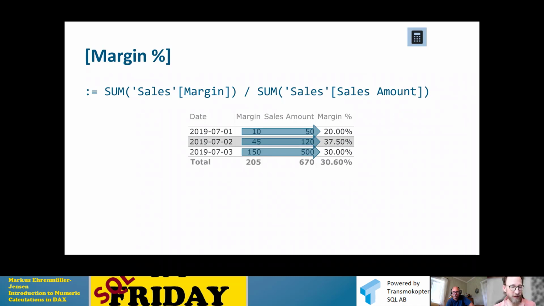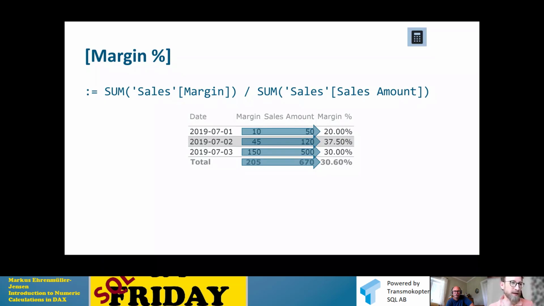That's the number we just calculated in the calculator, 30.5 something, 59 or something like that. So this is the right number because there's no implicit measure. We have a measure, and this measure will also be applied on the total. So now 205 divided by 670 equals 30.6%, and now we're good to go. So this is the right number, what we see.